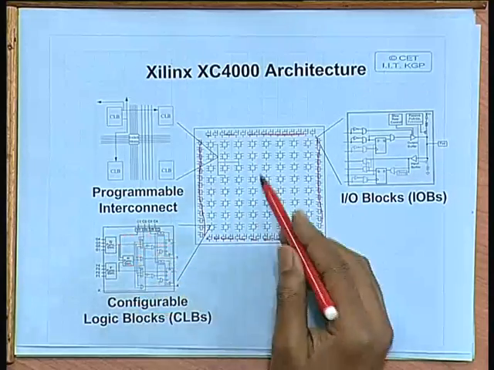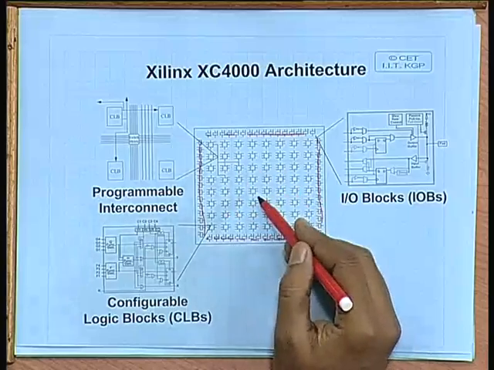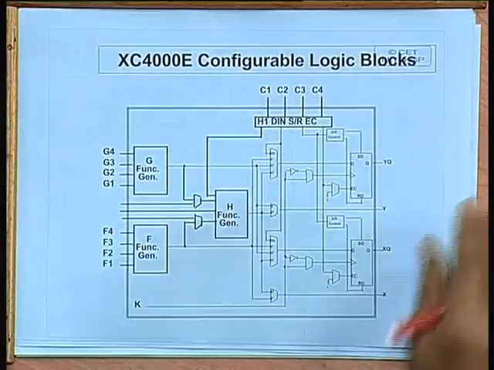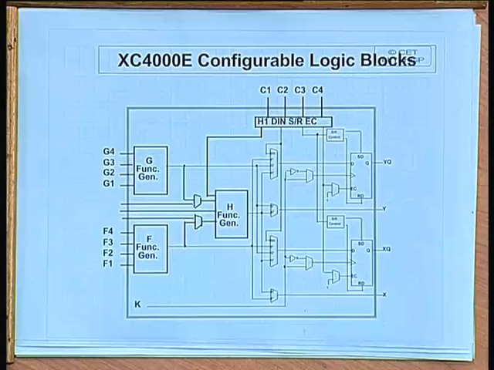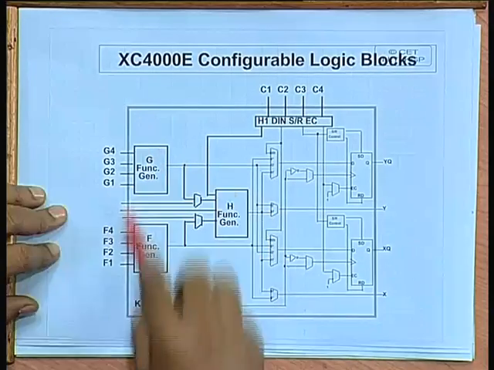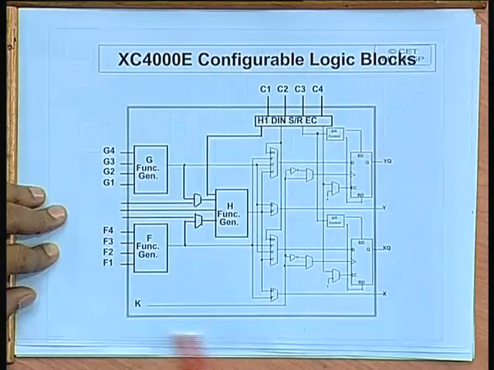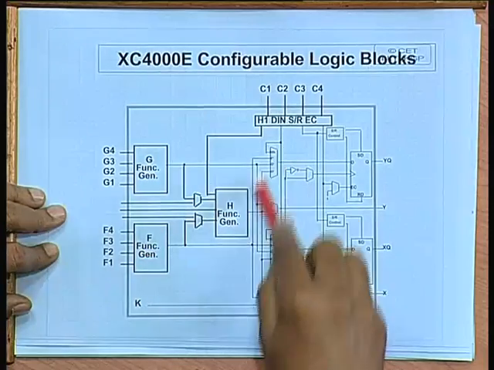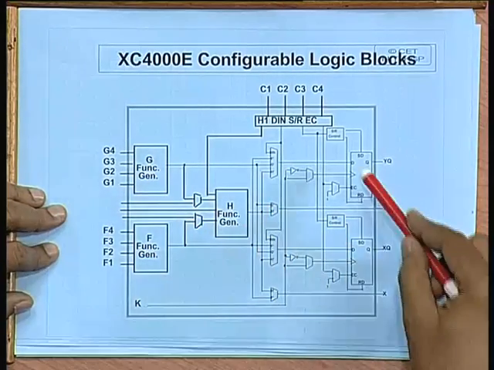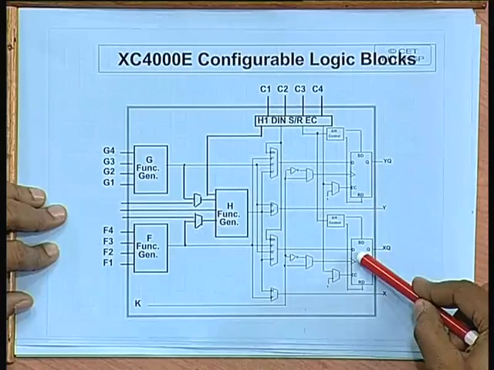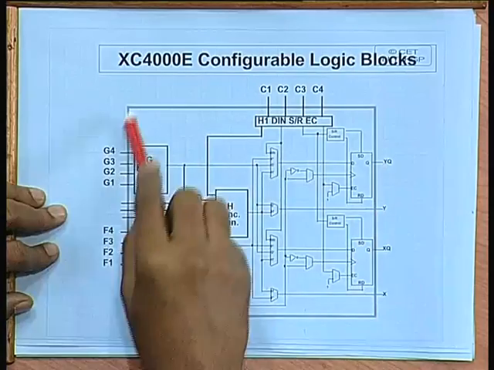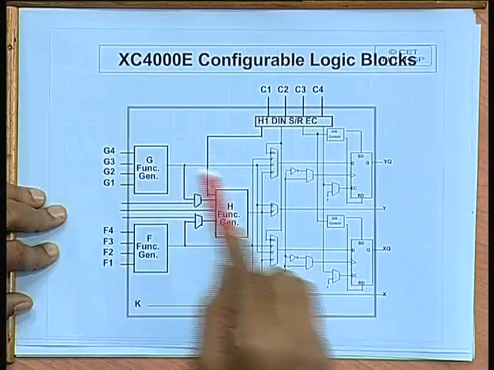Now, the configurable logic blocks constitute the heart of the system. This shows a very rough block diagram of the CLBs. Now, each configurable logic block looks like this. There are some combination logic modules, there are some multiplexers for switching, and there are two flip flops. Now, each of the CLBs have a functionality like this.